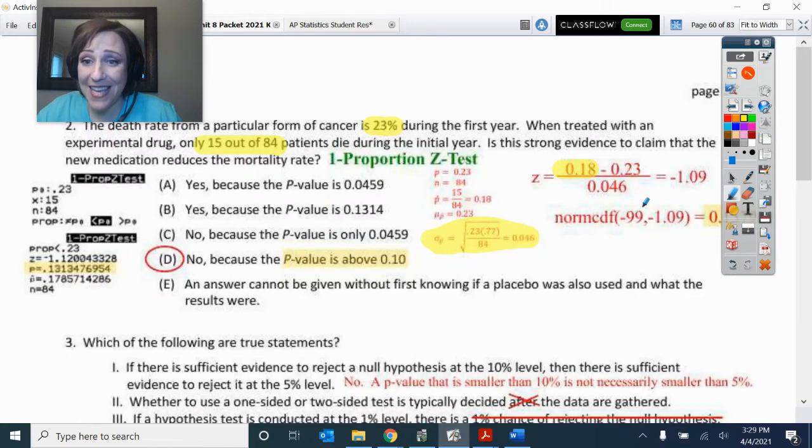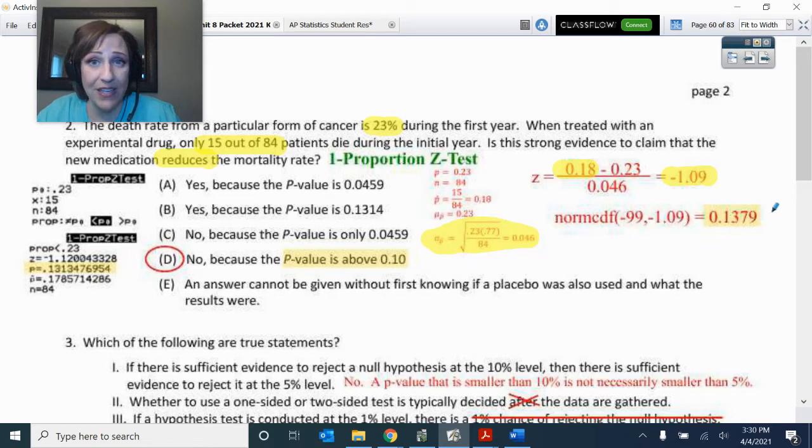All right, and then once we got that z-score, then we went more extreme to get the p-value. So I norm CDF, since this was a negative 1.09, I norm CDF the bottom area because they were, let's see here, does it reduce the mortality rate? So that was another reason why I went lower. So my p-value was 0.1379. So this is not evidence because the p-value is not low. It is greater than 0.10.